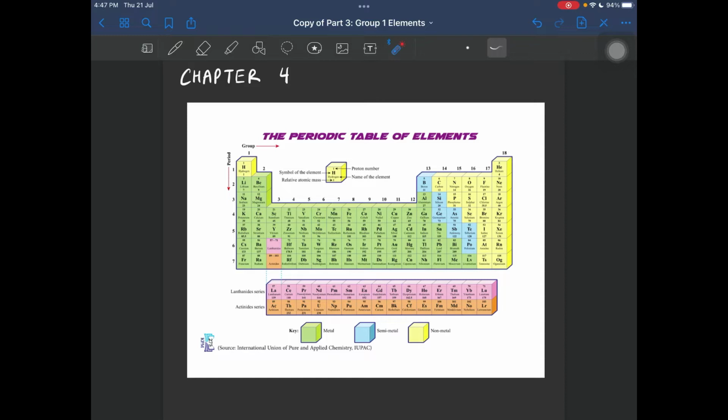So in Part 1, we have learned that in the Periodic Table of Elements, the elements are arranged according to ascending order of proton number, right? From the left to the right, and so on.